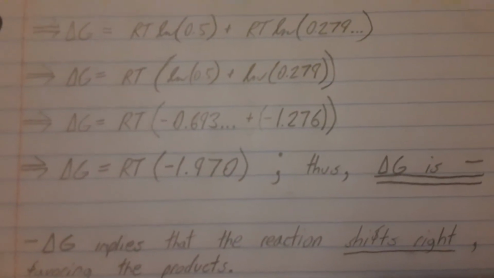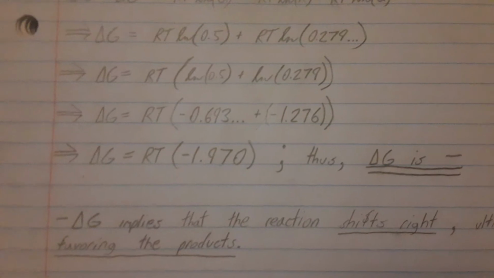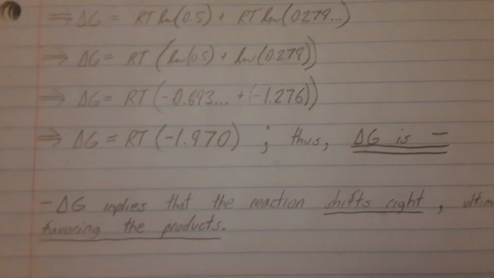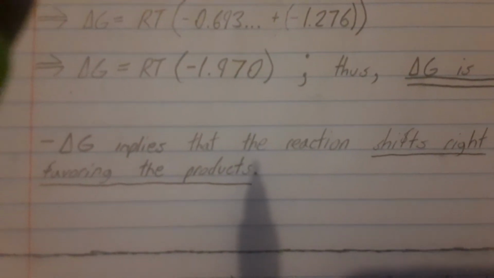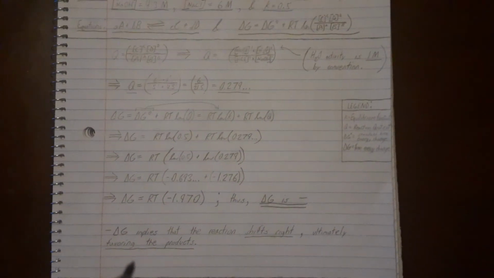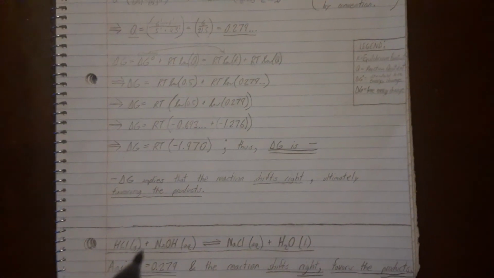That would imply that delta G is negative. Okay, very good, very good. That makes sense. And this implication, since delta G is negative, would cause the reaction to shift right and ultimately favor the products. So this is the problem once more, okay? And essentially from this we can deduce that this is a reaction that will shift right and favor the products. Thank you very much.